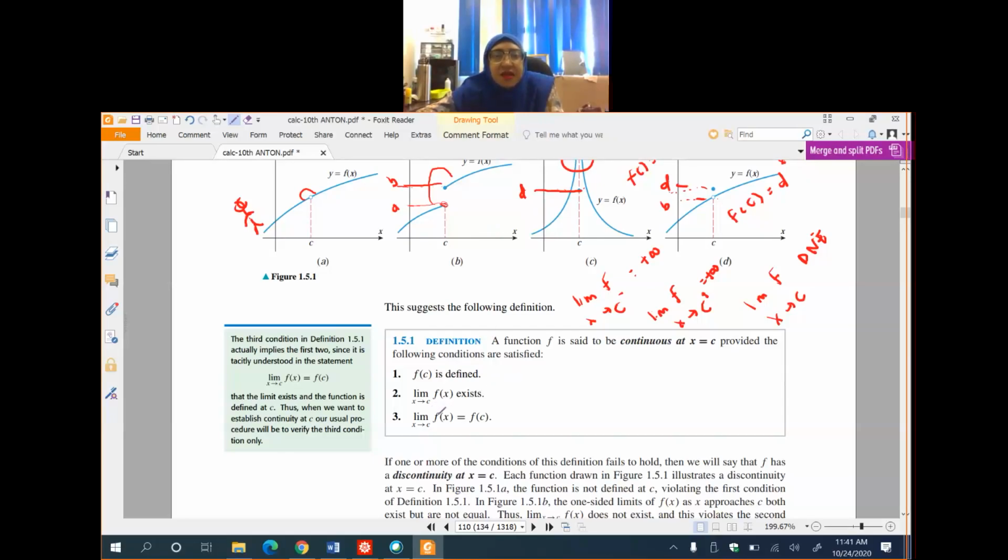And then the third: the limit of f as x tends to c is equal to f of c. For this one, f of c is equal to d, but the limit is equal to b. They are not equal, so it is not continuous. If it satisfies these three conditions, then we say that it is continuous.